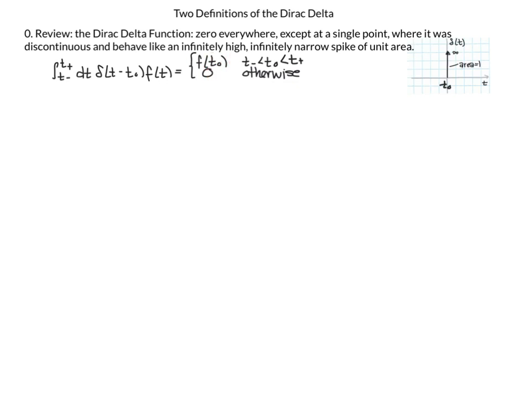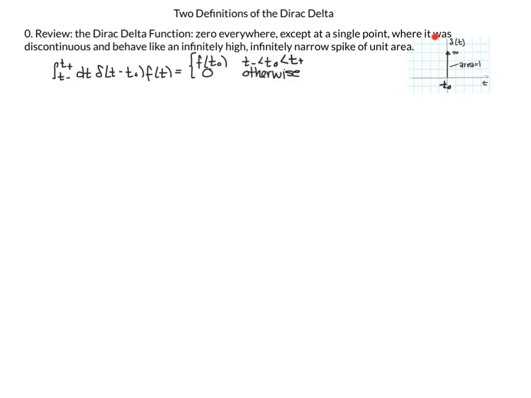And if your interval does not contain t naught, so if it's something over here, or if your interval is something over to the right, then your Dirac delta is going to be 0, in which case the whole integral is going to be 0. So that's a review of what the Dirac delta function looks like.